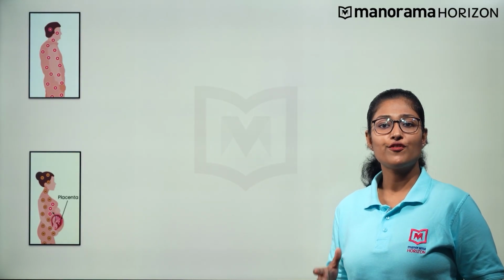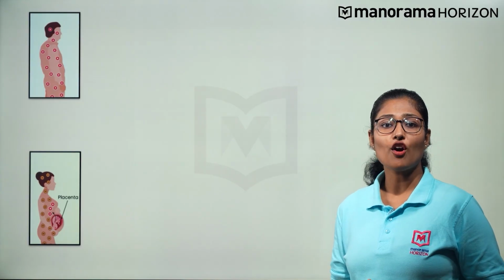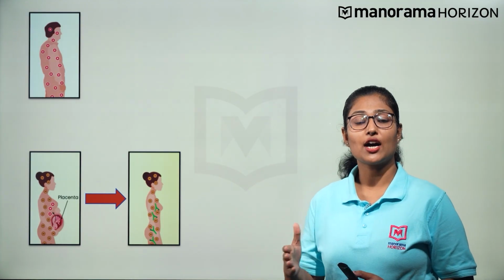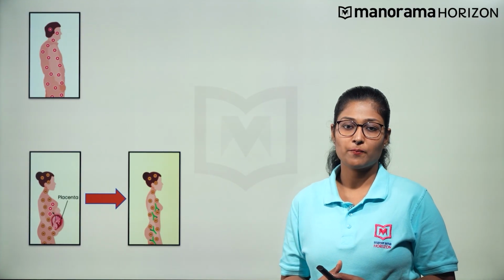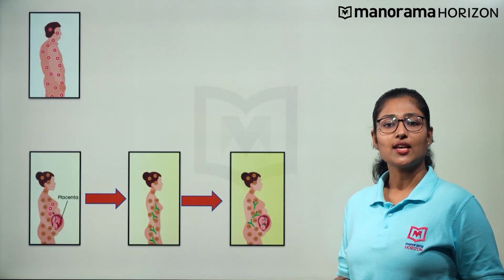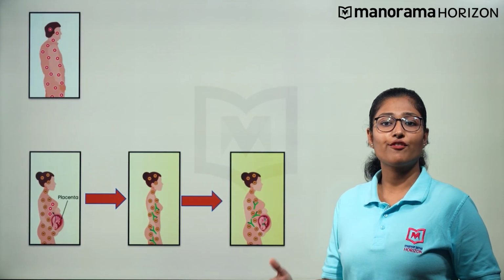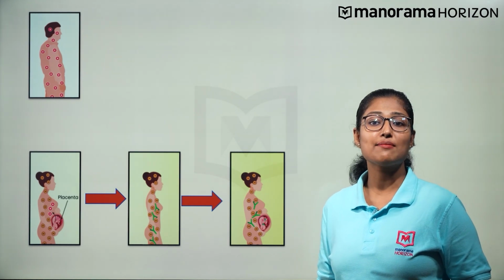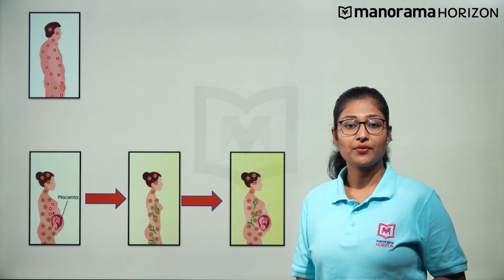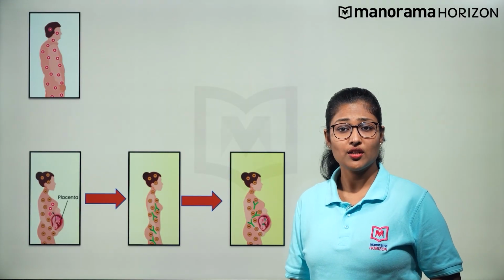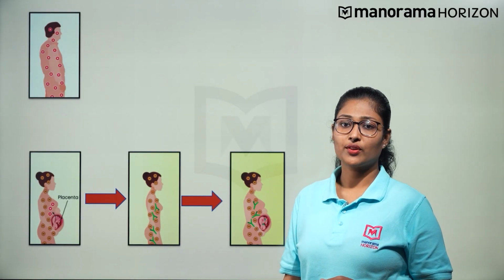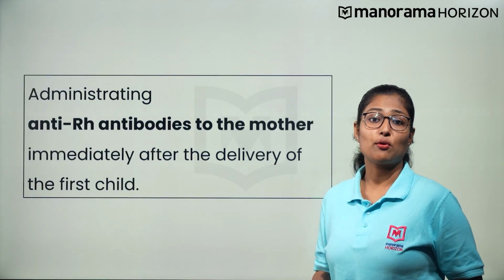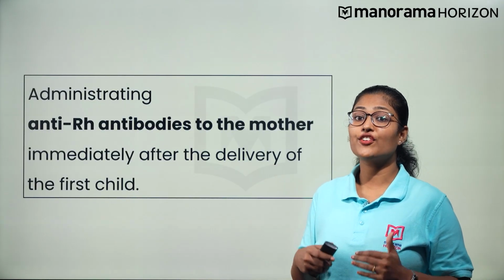During the delivery of the first child, there is a possibility of exposure of the mother's blood to the fetus blood, which leads to further development of Rh antibodies in the mother's blood. In the subsequent pregnancy, the mother's antibodies can leak into the fetus blood and destroy the fetus RBC, or can cause severe anemia and jaundice in the fetal baby. Can this condition be avoided? If so, how? This can be done by administering anti-Rh antibodies to the mother immediately after the delivery of the first child.